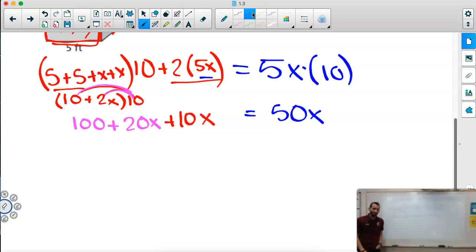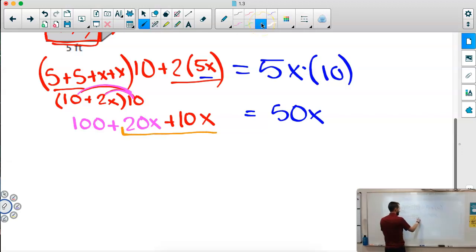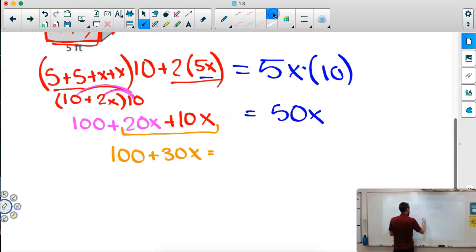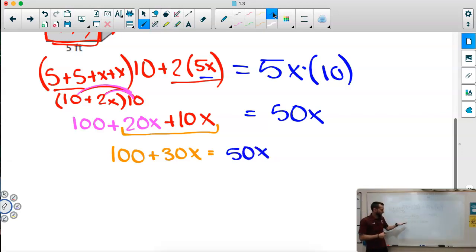There's a lot of simplifying on this problem. We write the formula, we plug in the numbers, and we set them equal because that's what the situation said: the surface area and the volume were equal, and we've simplified. But notice what happens. Let me take one step further on this side because I can also combine these. So I've got 100 plus 30x equals 50x. So surface area equals volume, but notice there's a variable on both sides.